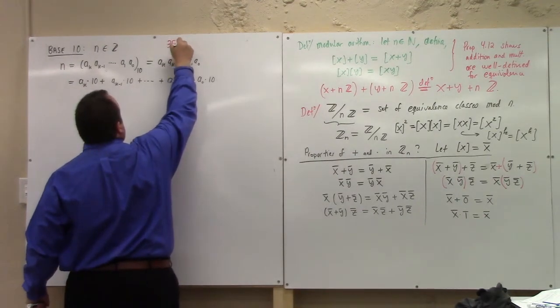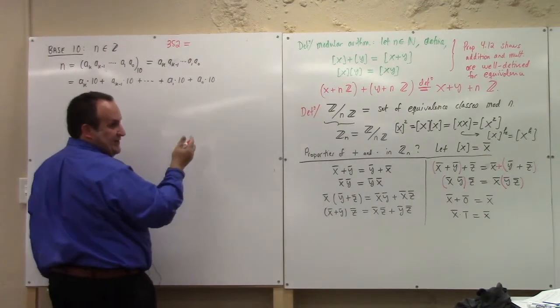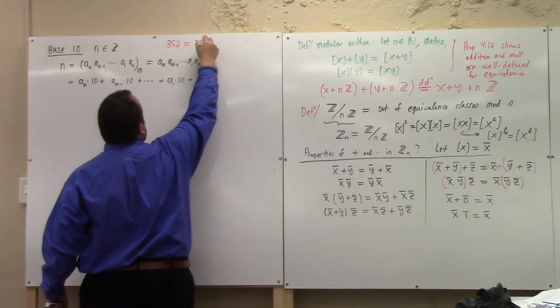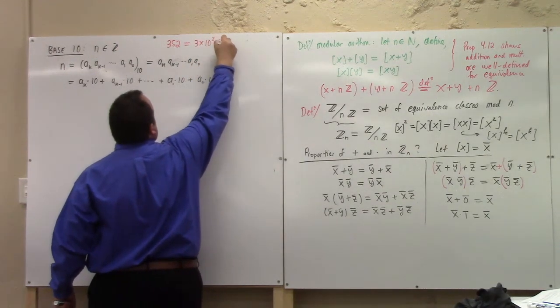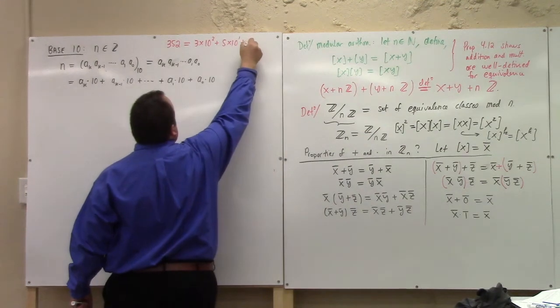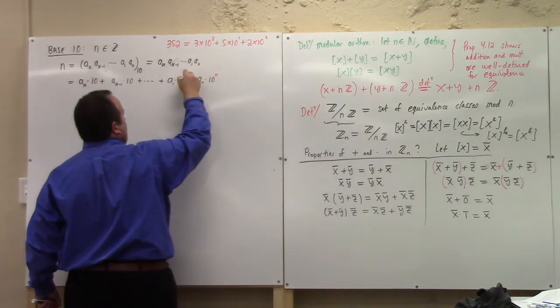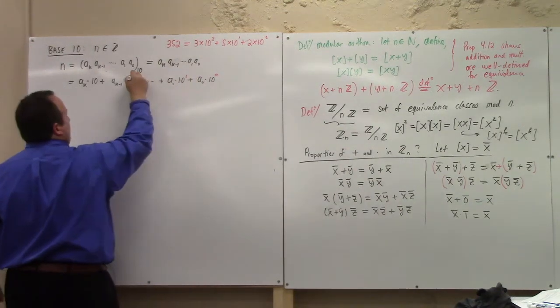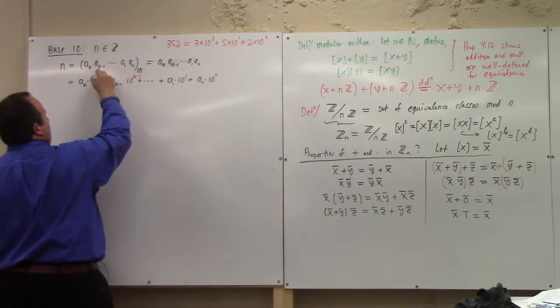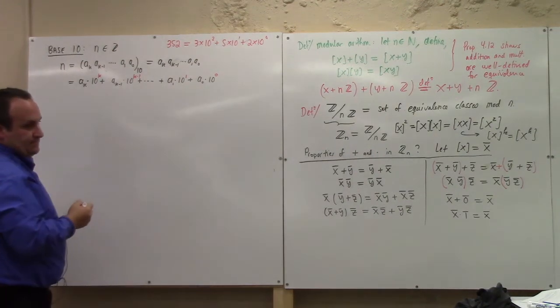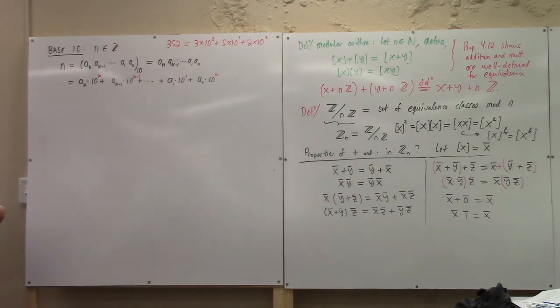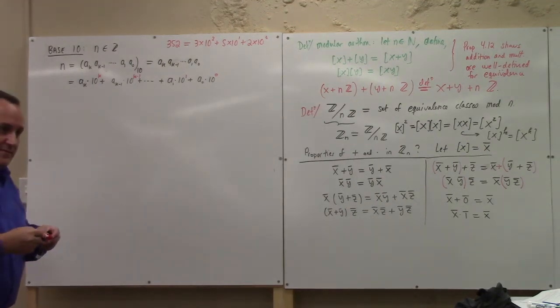Take 352, the usual base 10 representation. This is 3 hundreds, 5 tens, 2 ones. So you can see that this is supposed to be a_0, this is a_1, this is a_{k-1}, and this is a_k. This is the decimal representation of an integer. You can write it as a sum of powers of 10.